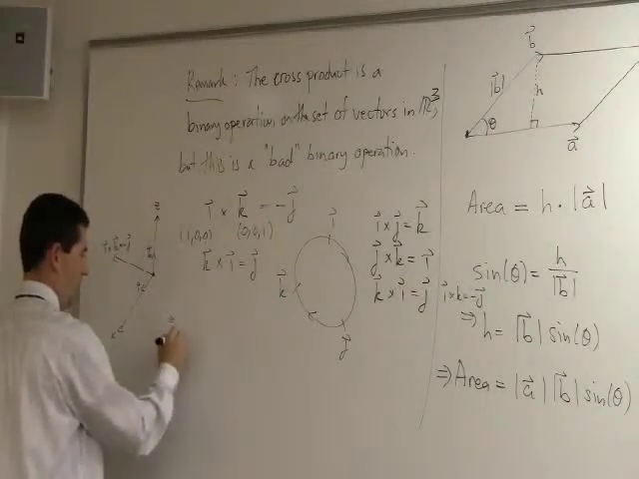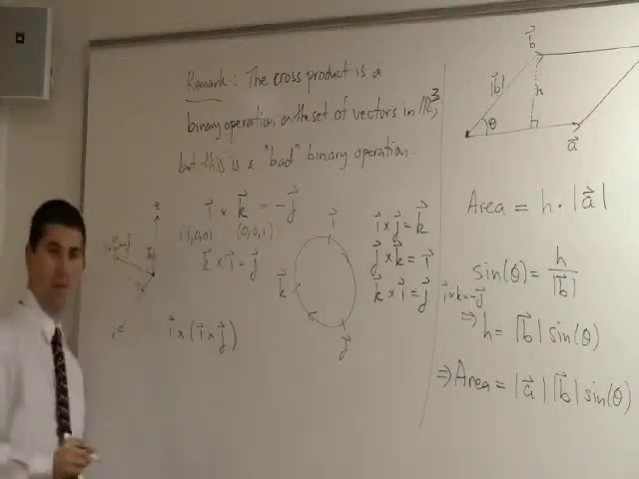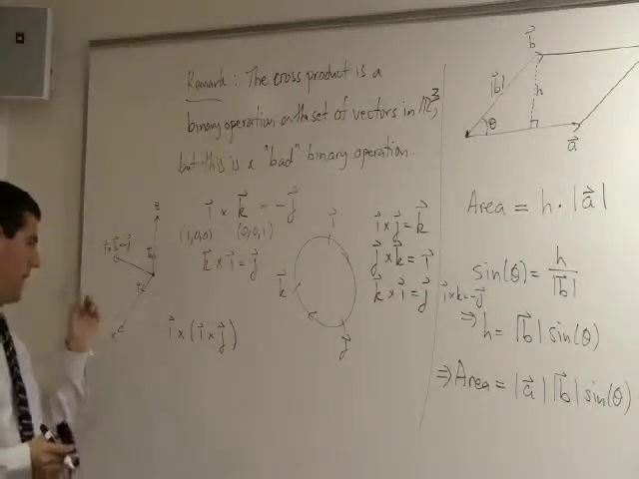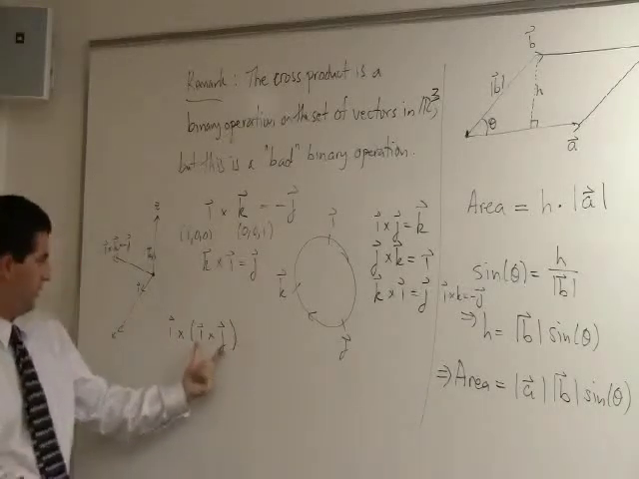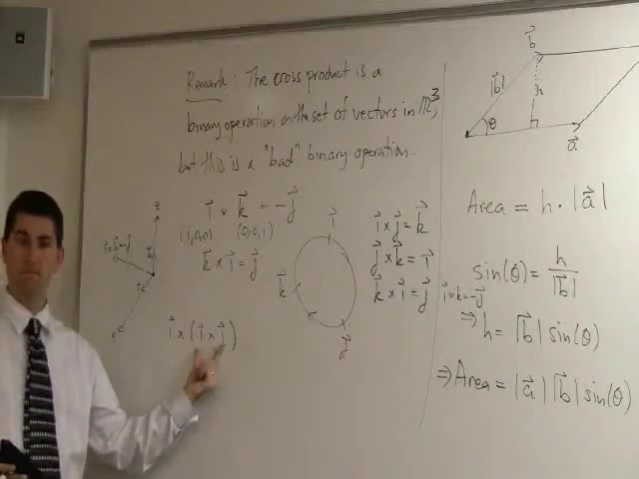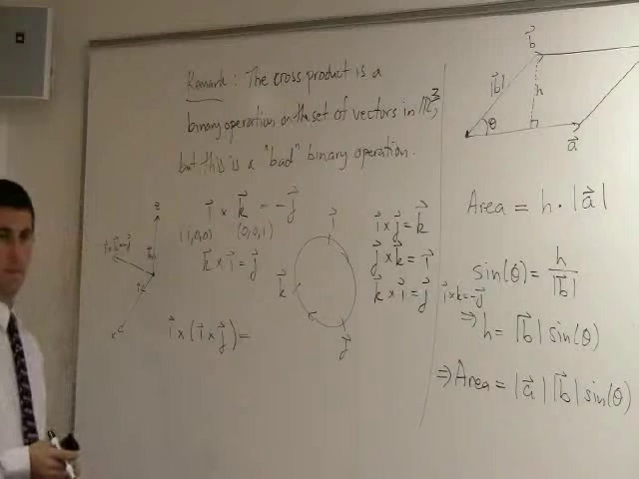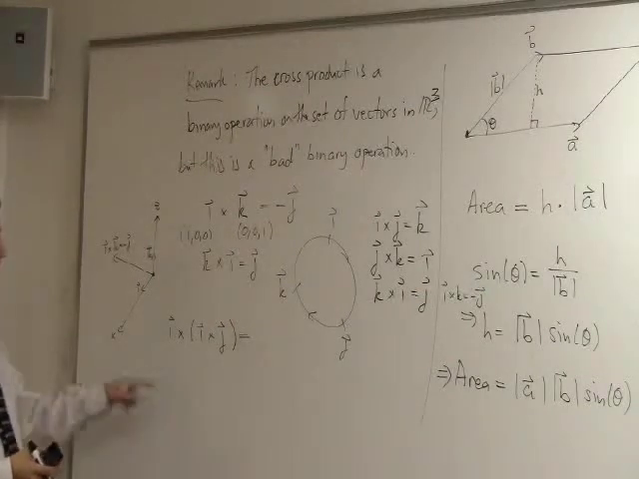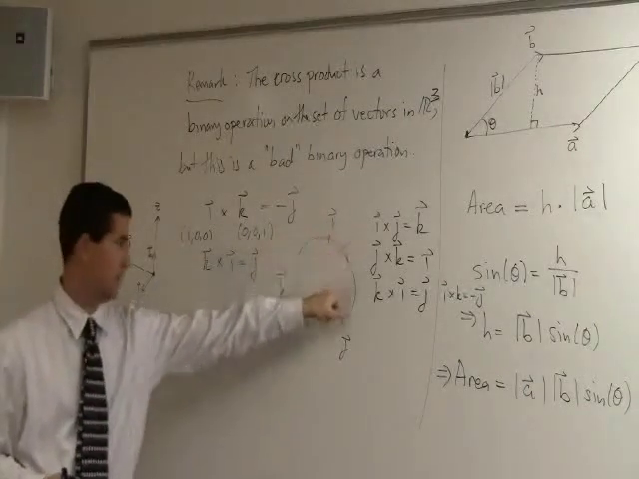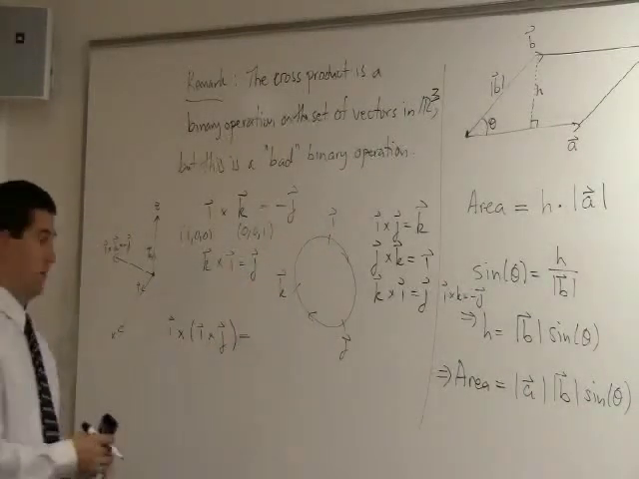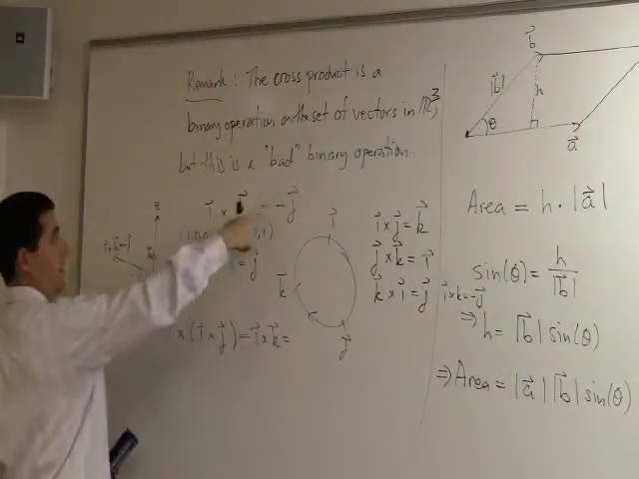Let's do (i cross j) cross j. I have to tell you which I'm doing first, and the parentheses say that I'm going to do the i cross j first. Now let's see here. i cross j by the circle is k. So this is k cross j, and we just saw what that is. It's minus i.